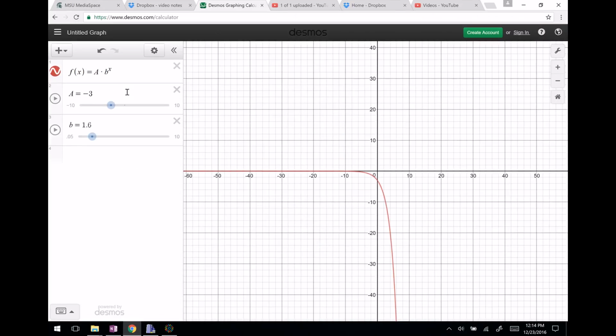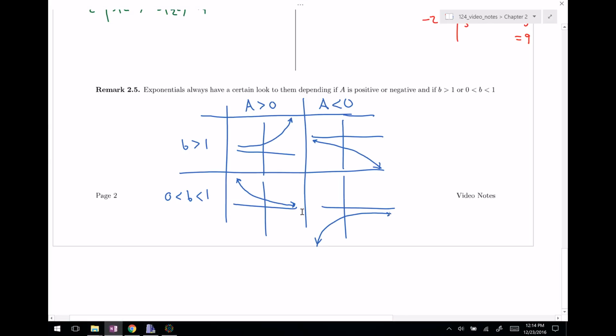And then the other case, if b is less than 1, let's start off with a positive a first. That's like our 1/3 raised to the x. They all look like this, no matter whatever the a value is, as long as it's positive. And then if a becomes negative, shoop, now it's been flipped. Flip, flip, flipping over the x-axis. The claim is, again, they all have this sort of look about them.